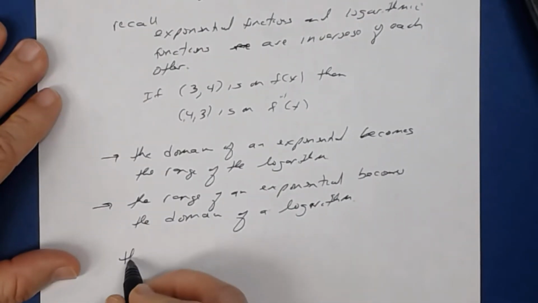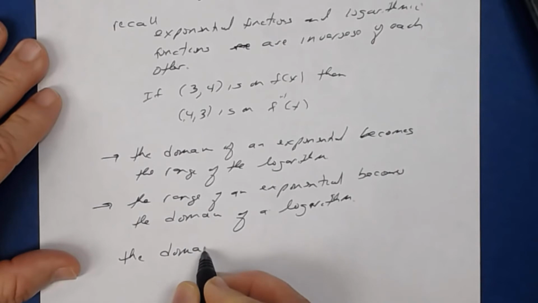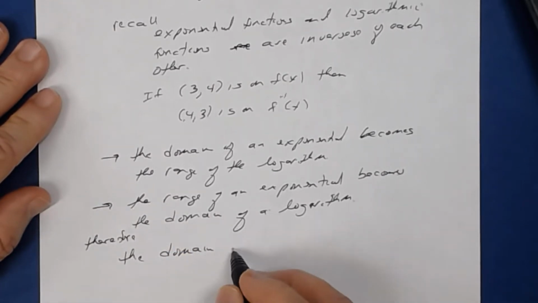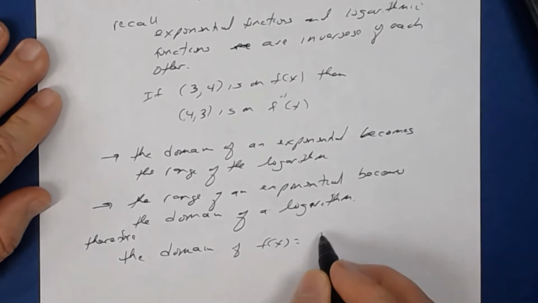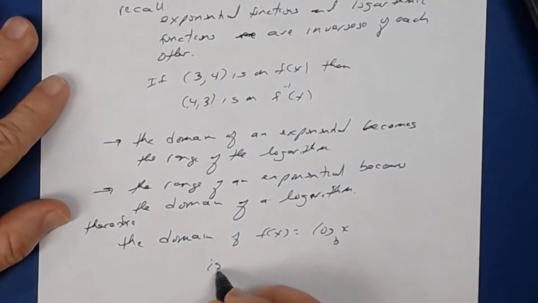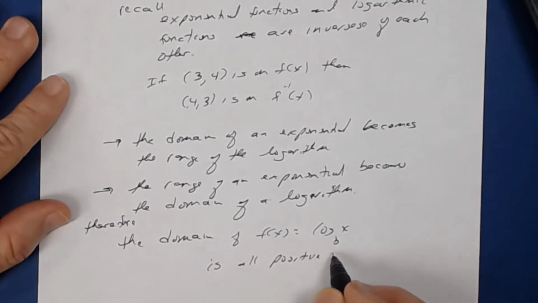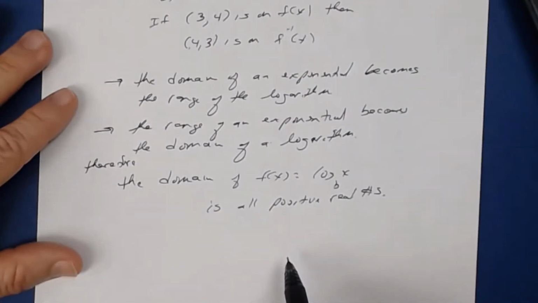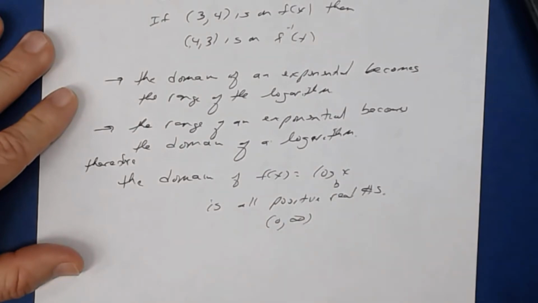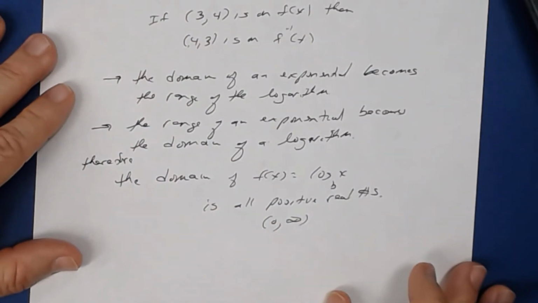The domain, so therefore, the domain of f of x equals log of x base b is all positive real numbers. So in other words, in interval notation, it will be from 0 to infinity. So that's the domain.